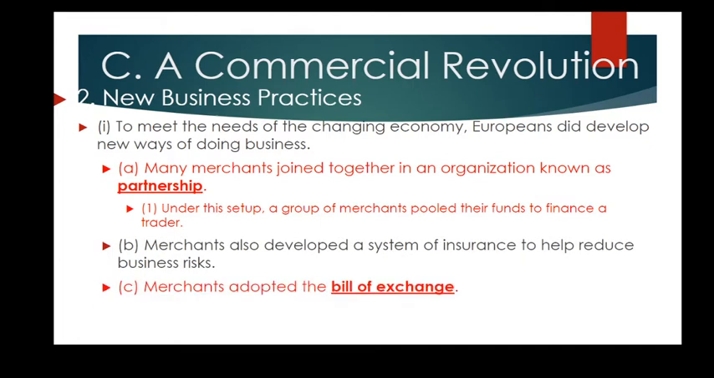This would kind of give an insurance to the merchants that they wouldn't lose everything if something did happen. Merchants then also adopted a bill of exchange. A bill of exchange, again, was the ability to go to a place with money and have it recognized so that I could then transfer it into a different currency or a different money, so that way I could function.